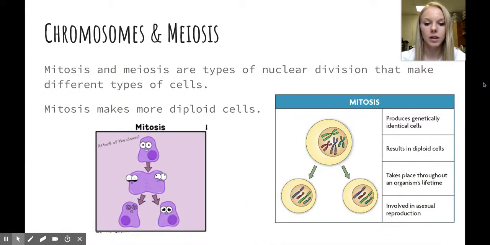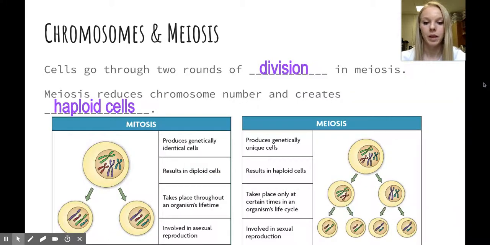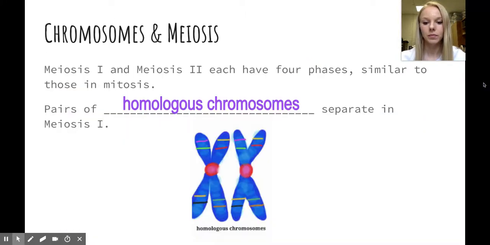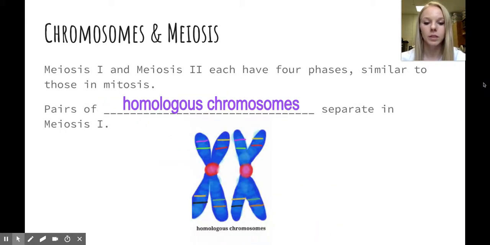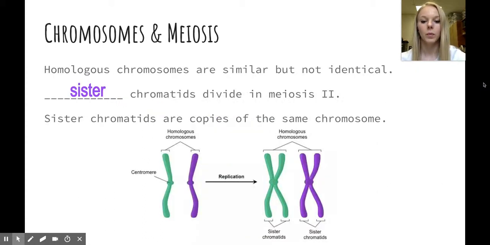Mitosis and meiosis are types of nuclear division that make different types of cells. Mitosis makes more diploid cells. In meiosis, cells go through 2 rounds of division. Meiosis reduces the chromosome number and creates haploid cells. Meiosis I and meiosis II each have 4 phases, just like those in mitosis. Pairs of homologous chromosomes separate in meiosis I, while sister chromatids divide in meiosis II.